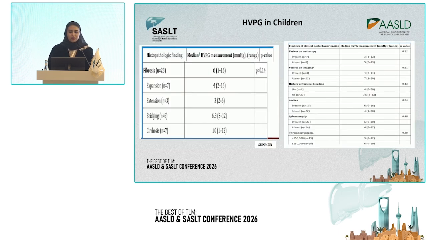So for hepatic venous pressure in children, this study published a paper correlating hepatic venous pressure measurement with the histopathological findings. In this table, on the left side, we can see there is no good correlation between hepatic venous pressure gradient and the fibrosis finding, and even the p value is not significant here. On the right side, they also correlate the hepatic venous pressure gradient with many complications such as ascites and splenomegaly. Also, the p value is not significant. So in summary, adult hepatic venous pressure thresholds should not be directly applied to pediatric patients.